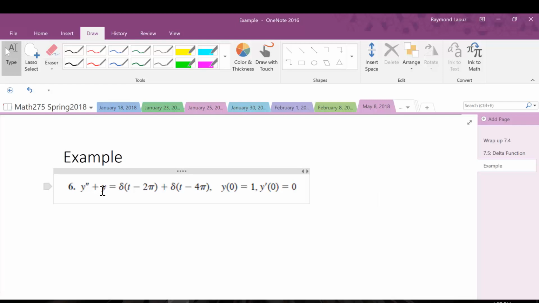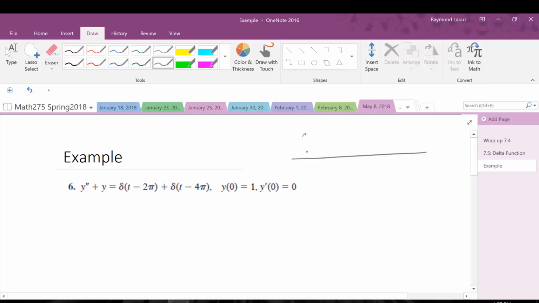So this particular problem has a couple of places where it looks like this thing gets hit. So I would imagine, and this is just a guess, that we can check our answer by graphing it. But it looks like this has an initial position, y of 0 is equal to 1, and y prime of 0 is equal to 0. So this would be a case where you would pull the spring down, and then you would let go, and so it would start to oscillate.